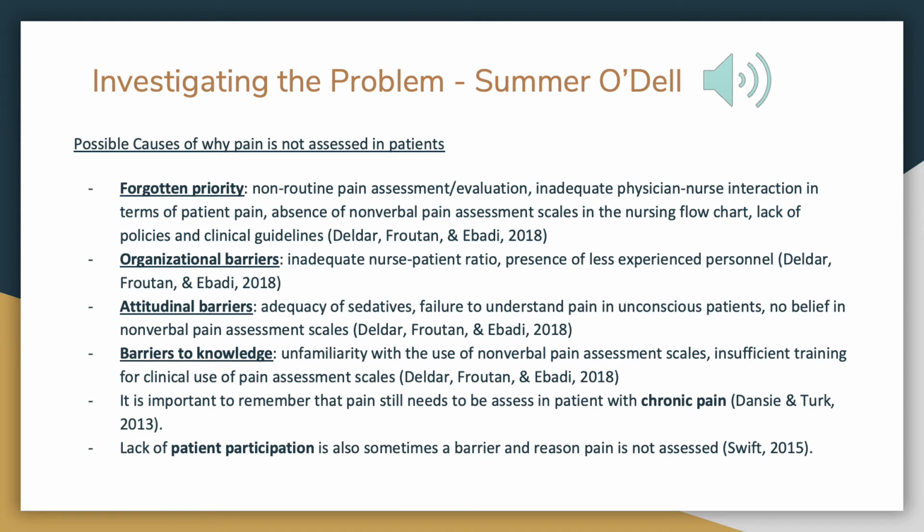Hey, this is Summer Odell, and my slide is about investigating the problem. So we just wanted to talk about possible causes of why pain is not assessed in patients. One of those causes is forgotten priority, because pain is checked so often that sometimes nurses honestly forget due to non-routine pain assessment, inadequate physician-nurse interaction, absence of nonverbal pain assessment in the nursing flow chart, or lack of policies and guidelines. There's also organizational barriers that have to do with inadequate nurse to patient ratio and presence of less experienced personnel.